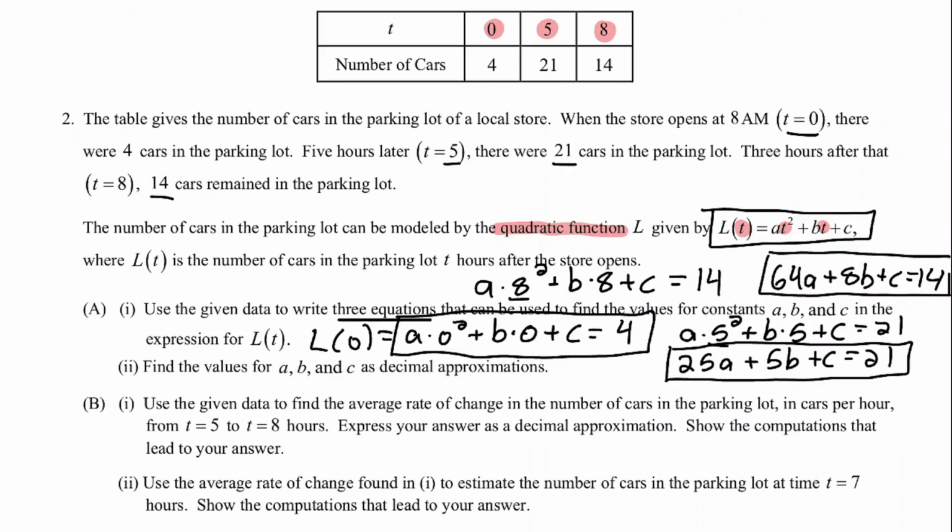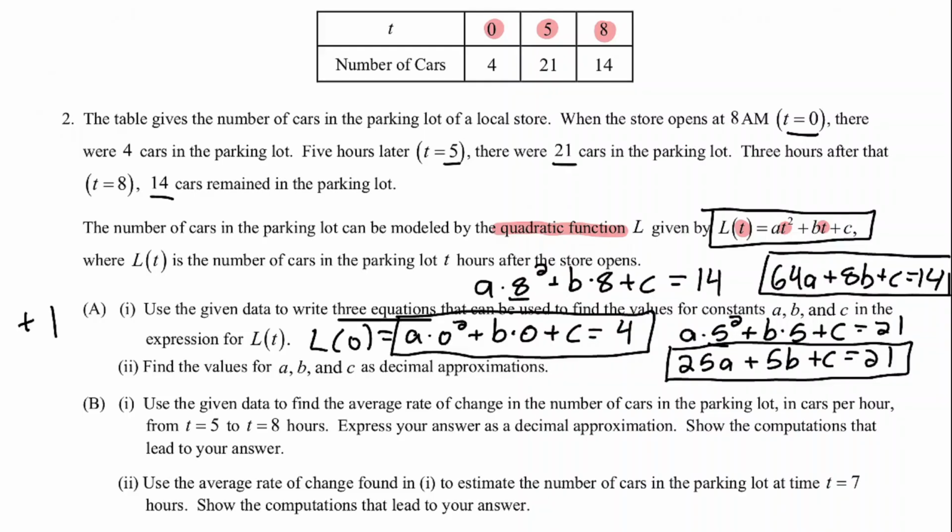If you're able to find those 3 equations, you will get 1 point. You have to put all 3. If you only put one of them, they will not give you partial points. So you have to put all 3 equations to get 1 point. If they say to use the data to write 3 equations, there have to be 3 equations. So make sure you do that.